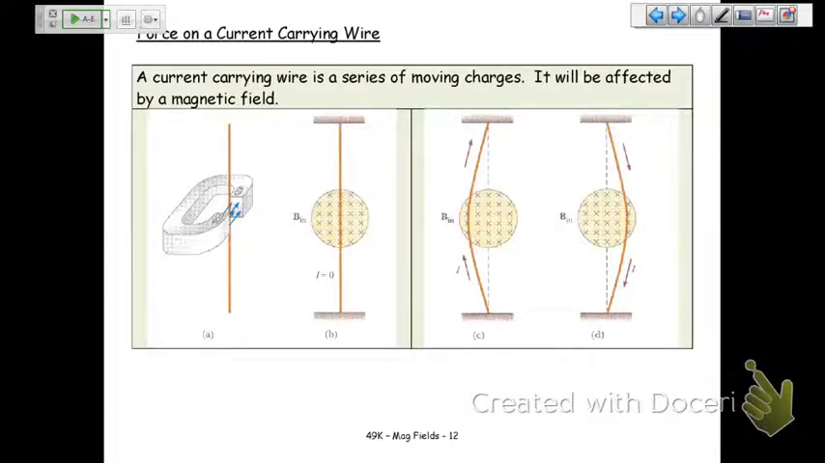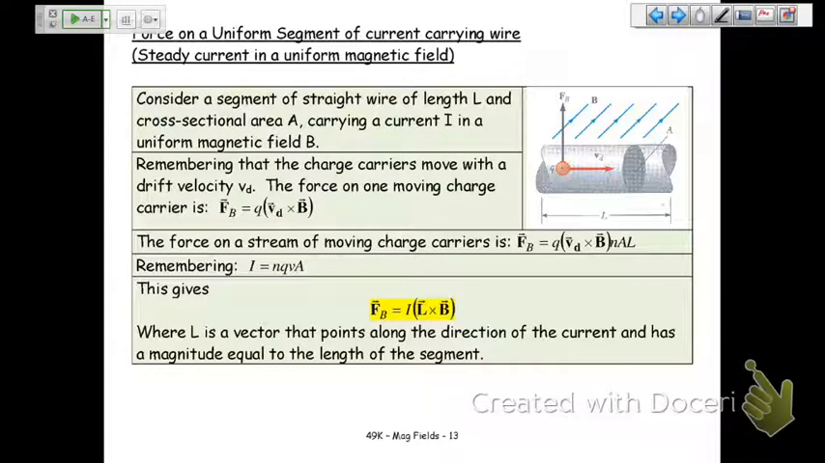All those X's say it's pointing in, so I point my fingers upwards, I curl my fingers into the page, and the force is to the left-hand side. And you see that wire flexing to the left-hand side. And then if I change the direction of my current, I push this thing to the right-hand side. And it is a real effect.